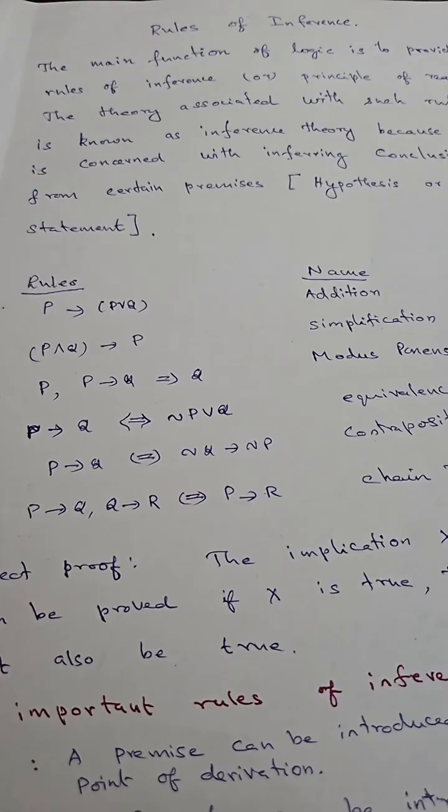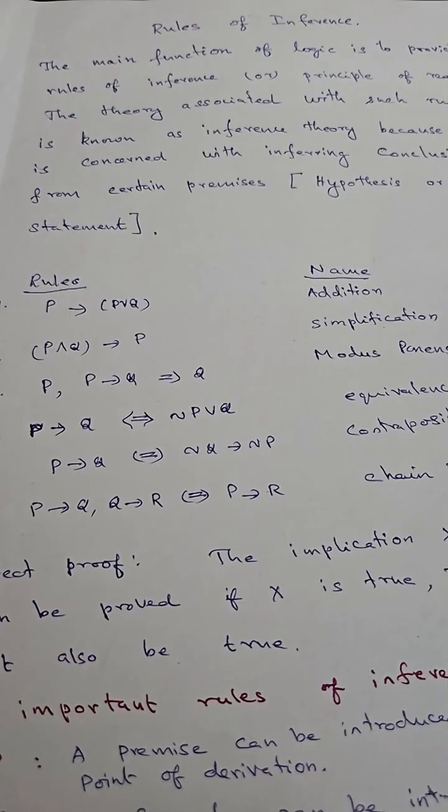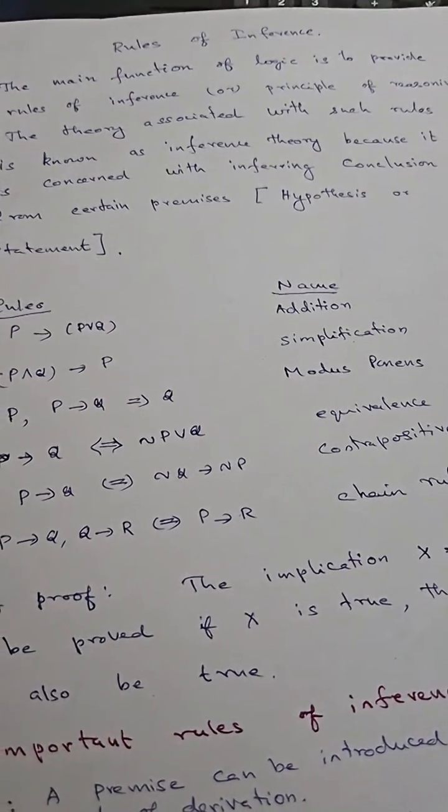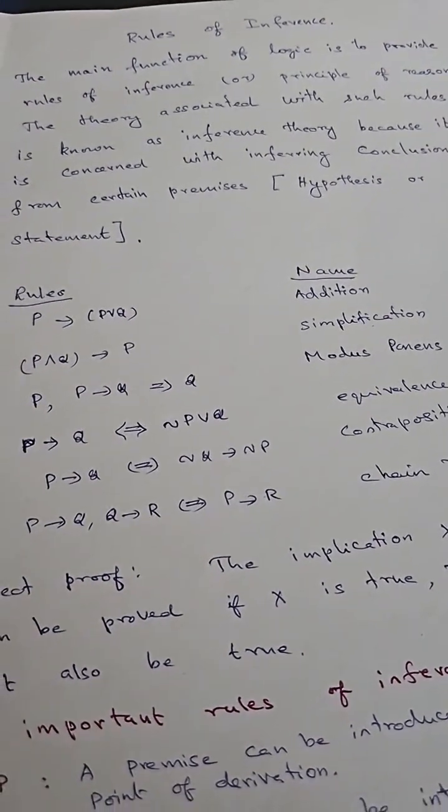If P and Q is true, then P is true. This we call simplification. Similarly, if P and Q is true, then Q is true. This is also called simplification. If P is true and P implies Q is true, then Q is true. This we call modus ponens. This law we are using very often.